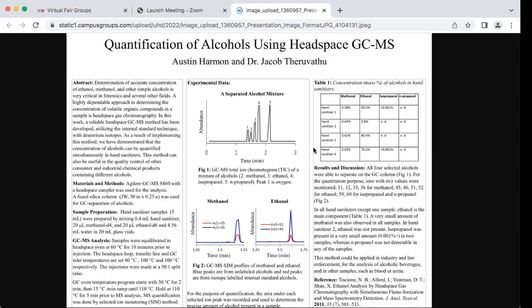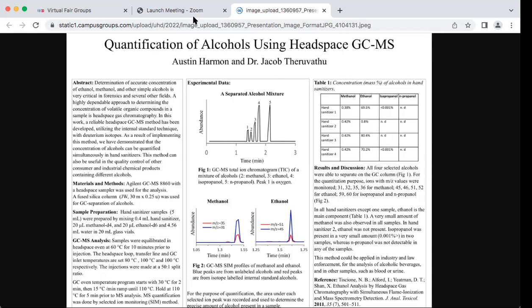Okay. Headspace. The headspace basically means the air above a liquid. That's what headspace means. For this experiment, headspace refers to the air above a liquid in a sealed vial.